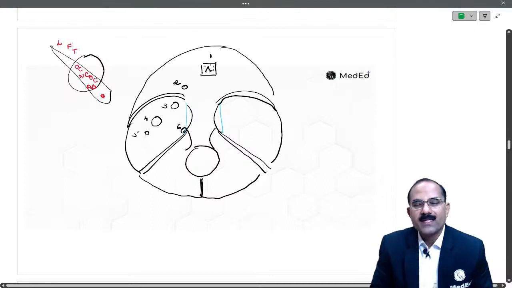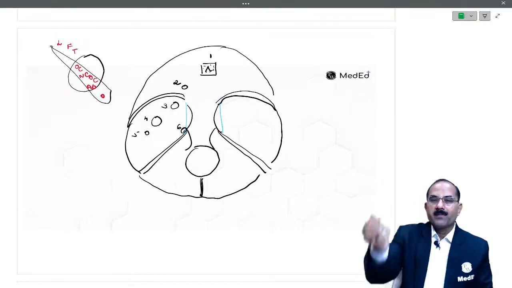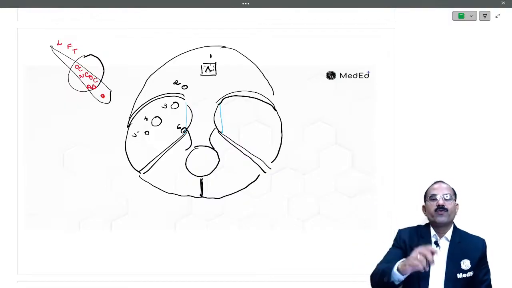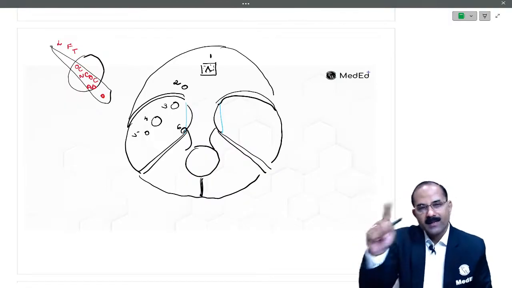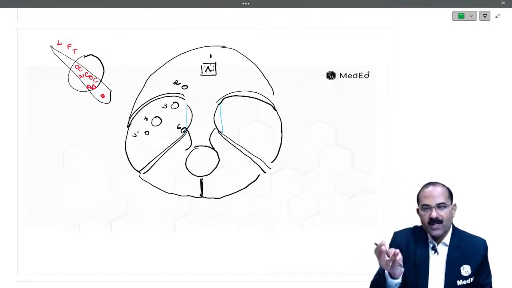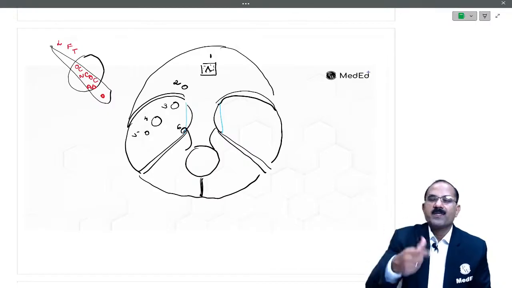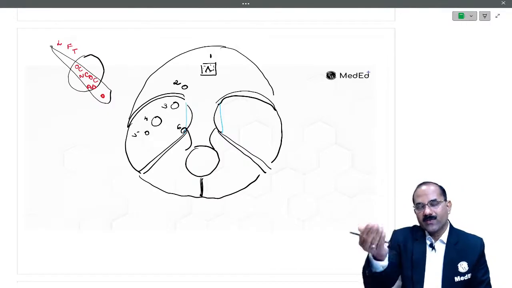What is number 3? That's the foramen rotundum. What passes through foramen rotundum is the maxillary nerve. Number 4 is foramen ovale. What passes through foramen ovale is MALE. This you must be knowing: mandibular nerve, accessory meningeal artery, lesser petrosal nerve, emissary vein.